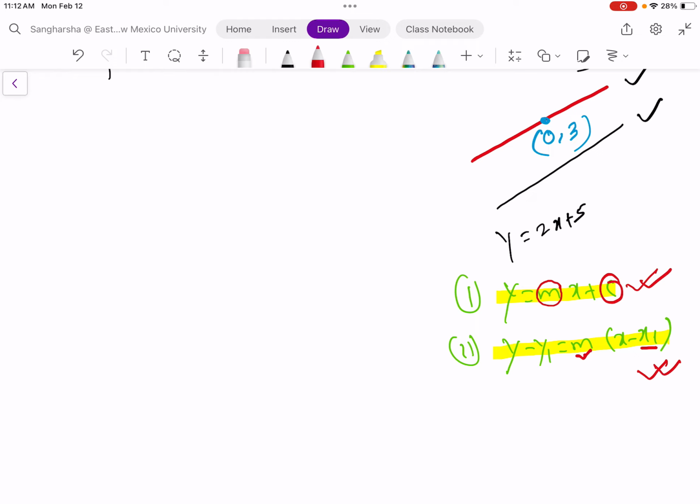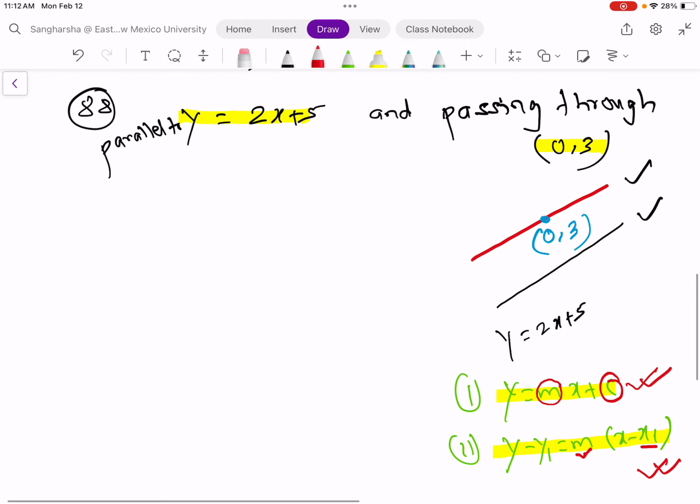Now for this red line, what are we given? We are given a point (0, 3), okay, so we have a point given to us for this red line. Now do we know the slope of this line? What is the slope? 2.